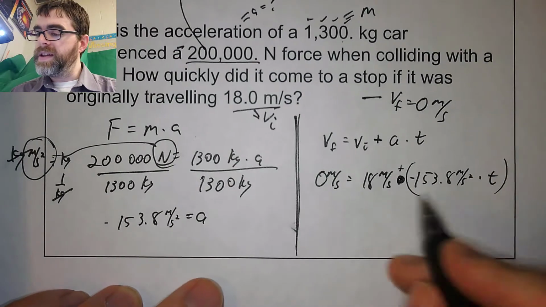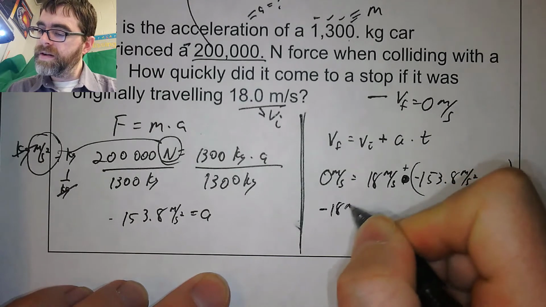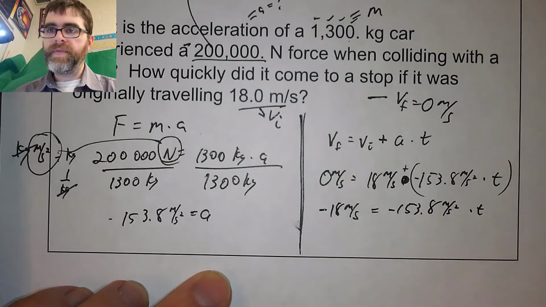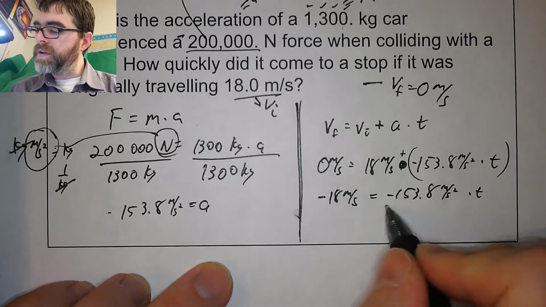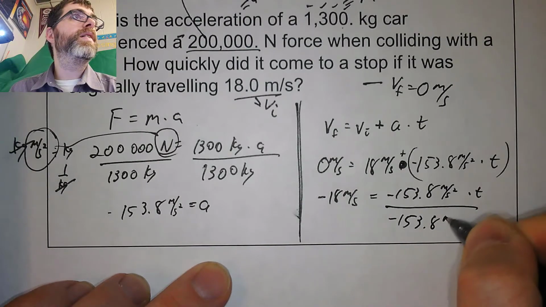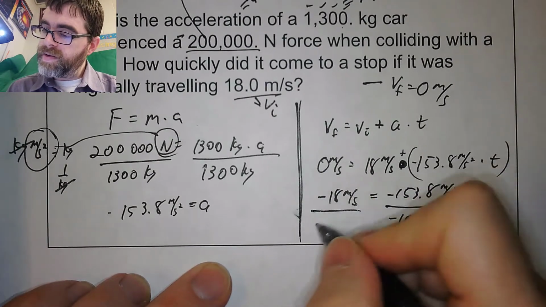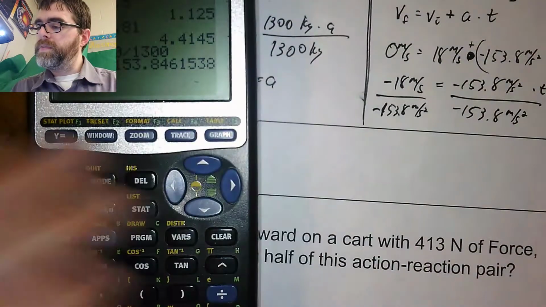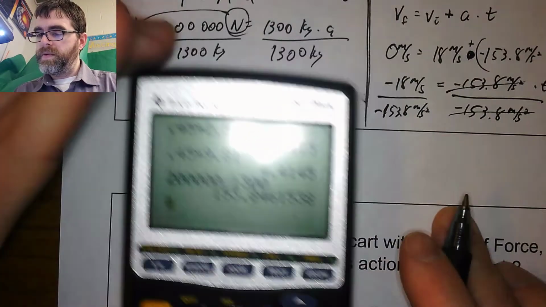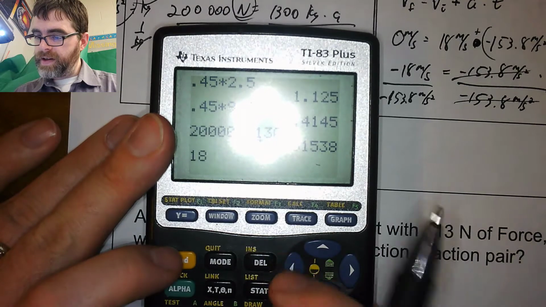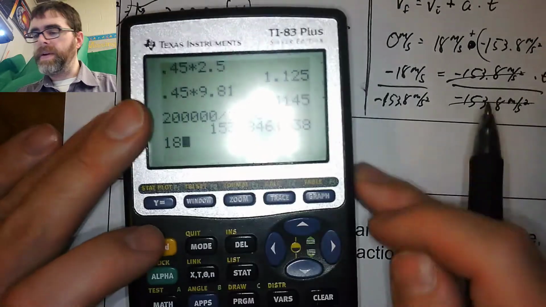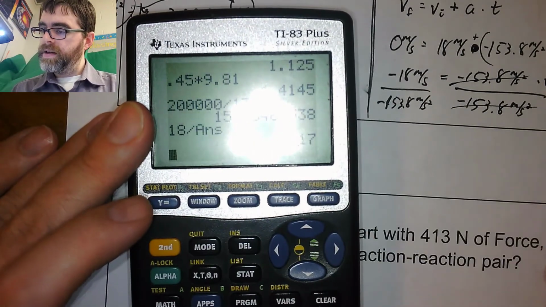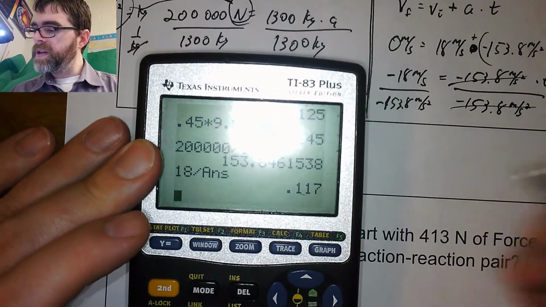So now rearranging this, I'm going to move the 18 over here. And then to get the t alone, divide both sides. And now I'm going to punch that into a calculator. So 18, actually, the negative divided by negative is going to cancel out, so I'm not going to worry about putting in those signs there. I get 0.117 seconds.